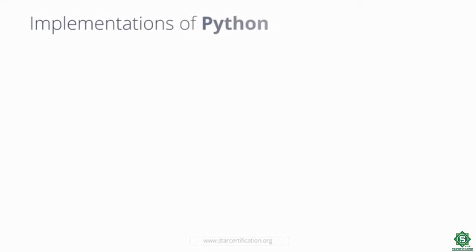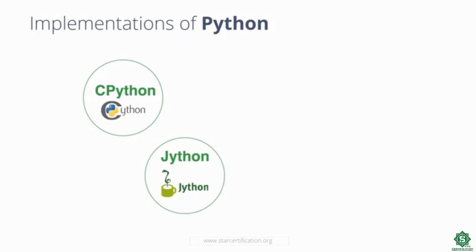There are two prominent implementations, CPython and Jython. Along with these, there is a secondary implementation, Python.NET. The same Python language is used by all implementations. However, the way the programs are executed differs.